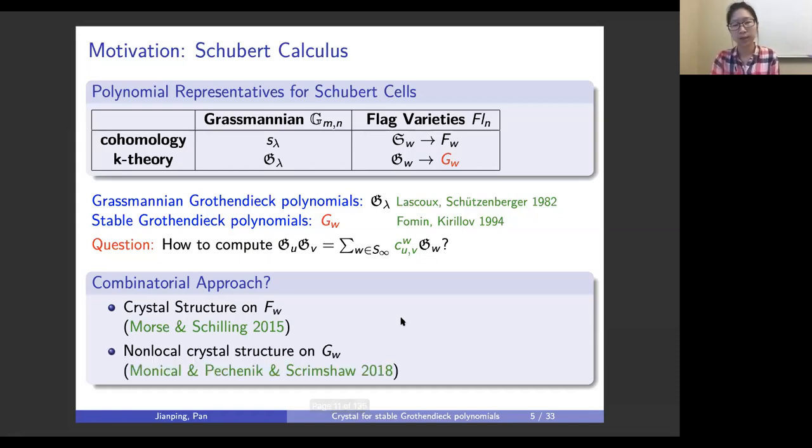For the Grothendieck polynomials, Monical, Pechenik, and Scrimshaw have also tried to find a crystal structure on the stable Grothendieck polynomials. However, they use the so-called Hecke insertion, which we'll talk about in a little bit, and they find a non-local crystal structure. So that's where our project started. We decided to ask, can we find a local crystal structure? I'll explain a little bit what local means. It's a nice property that involves a very small change in the combinatorial object.